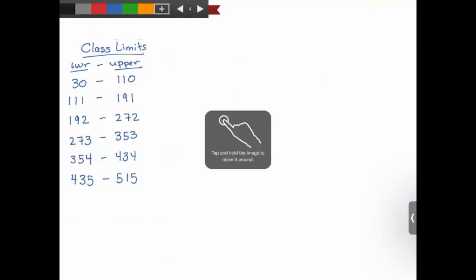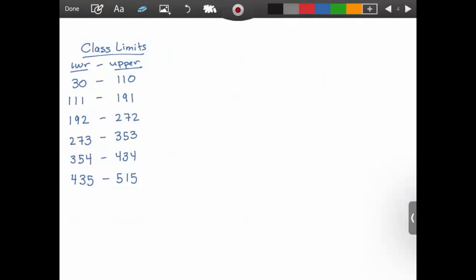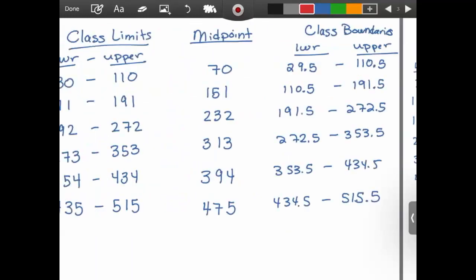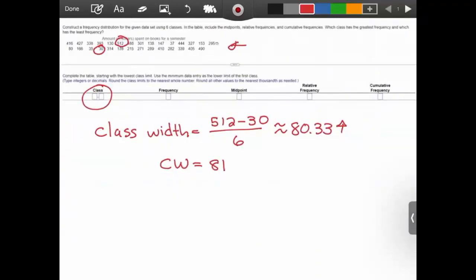Let's just take the class limits. So now let's talk about frequency. By the way, we often use F as our symbol for frequency. Frequency is just the number that fall in that first group. So what we'd have to do is go to the original data set and count how many are in that first group.